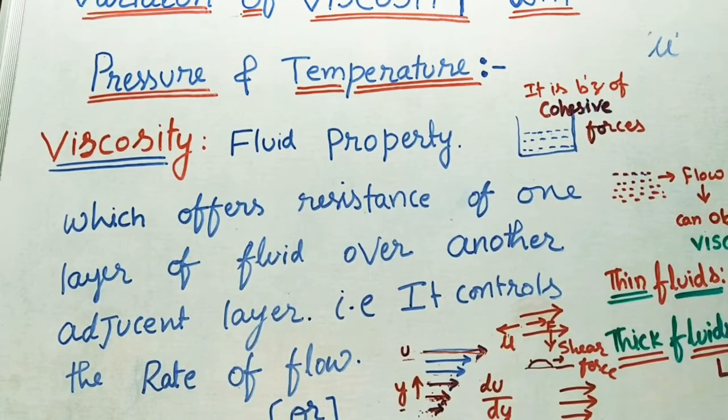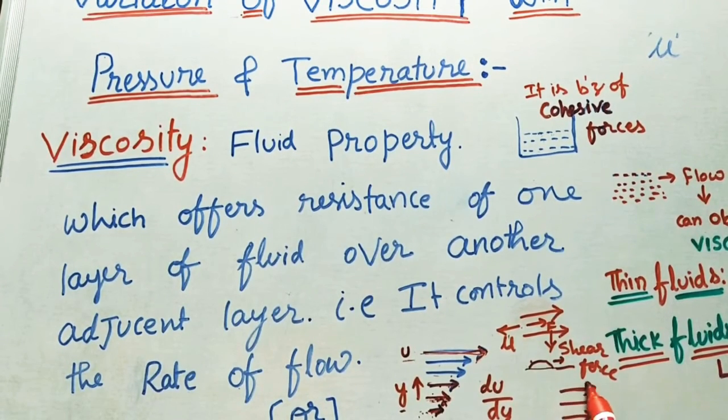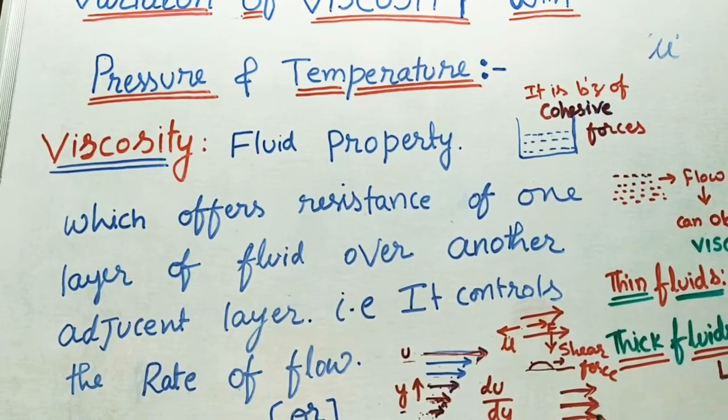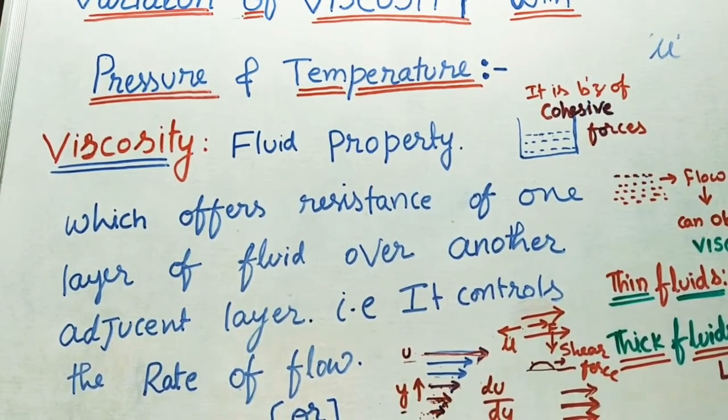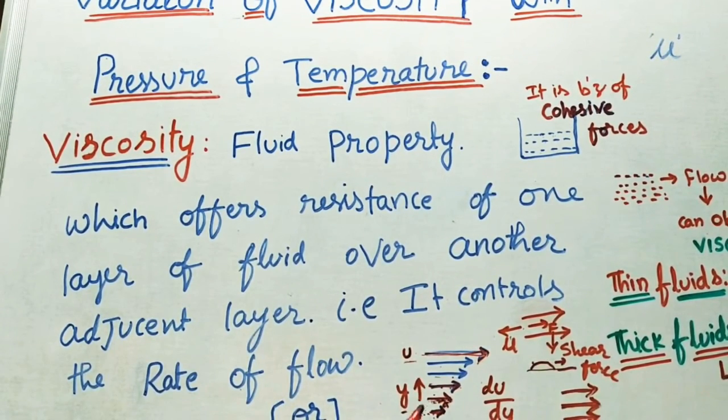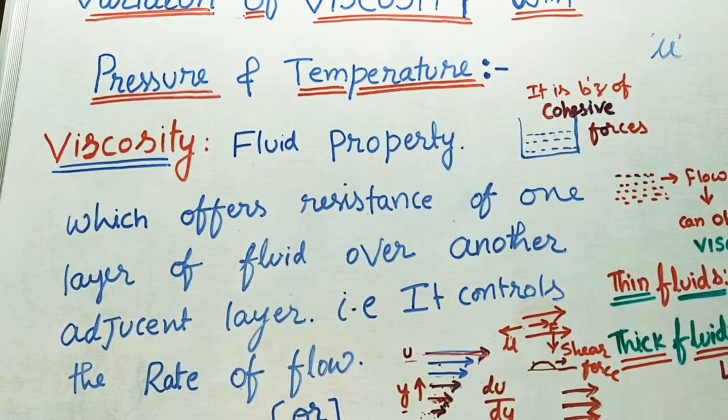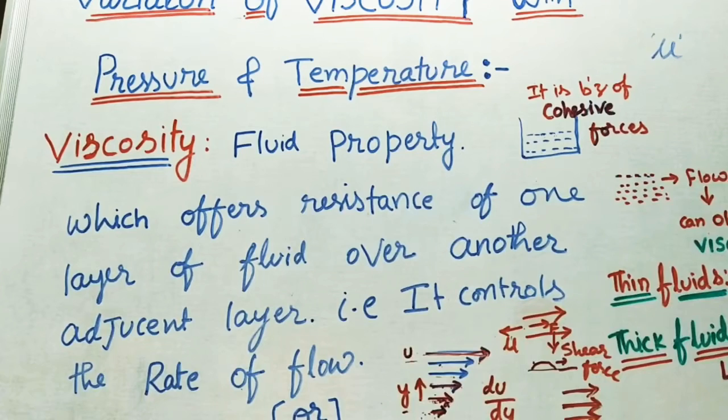Why will this velocity change occur? Why are the flow layers not parallel to each other, moving at a constant velocity? Why will this occur? It is because of cohesive forces. In between these two layers, cohesive forces will be there, in between every two layers like that. Cohesive forces means attractive forces.